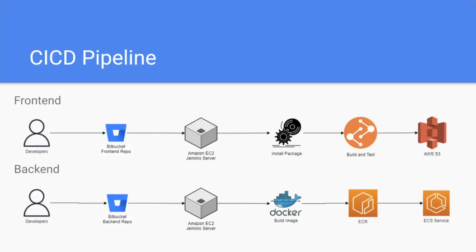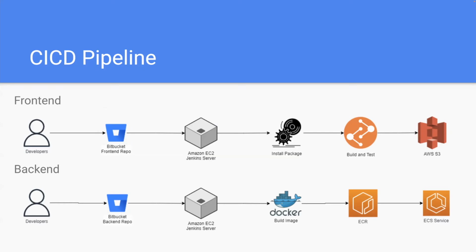We are using Jenkins server for CI/CD pipelines. The front-end pipeline will be triggered when new code merges into the master branch. It starts with pulling new code. Jenkins will then install packages, build, and test, and if successful, push artifacts to the S3 bucket, which hosts the front-end website.